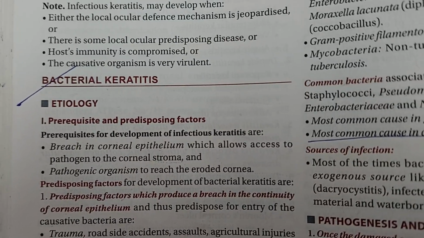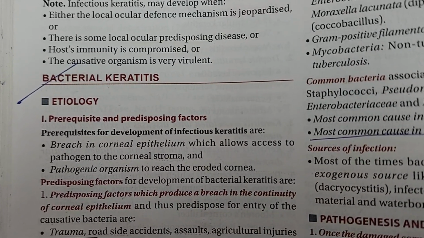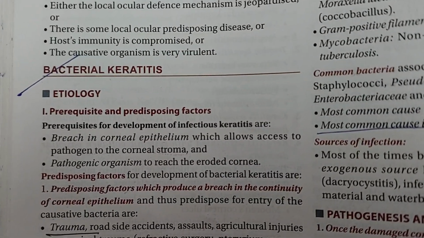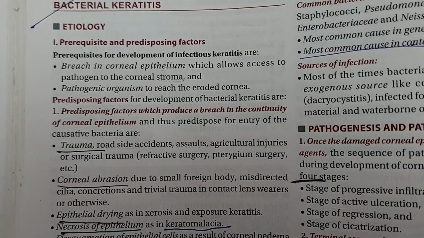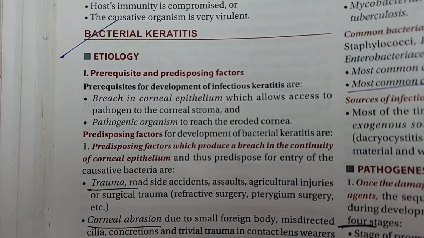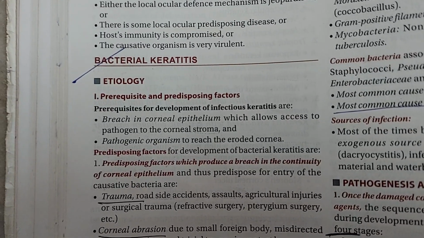First, introduction. Next, etiology. Etiology means what the reasons are for the disease to occur. It can be prerequisite conditions, predisposing factors, and causative organisms. Etiology has three subheadings: prerequisites, predisposing factors, and causative organisms. First, what are prerequisites? Prerequisites are a breach in the corneal epithelium.